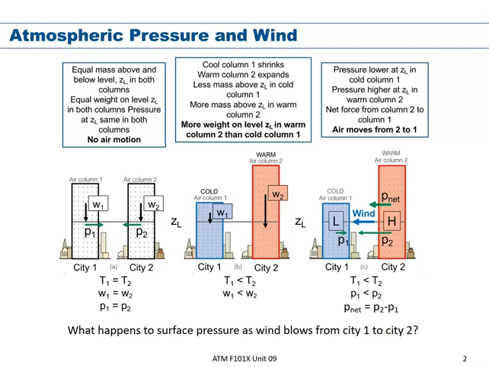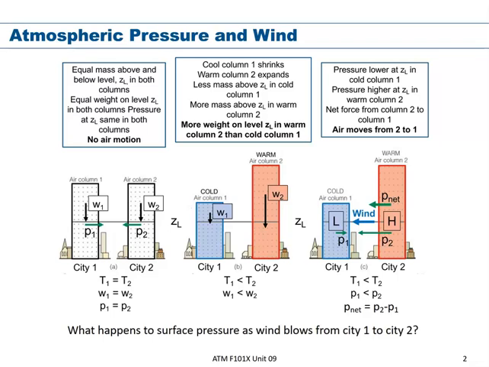When city 1 becomes colder and city 2 becomes warmer, then the column of air over city 1 contracts and the column of air over city 2 expands. Now there is less air above the level in column 1 and more air above the level in column 2. The pressure is greater in column 2 as there is more weight above that level. Thus, we now have a change in pressure with horizontal distance as we travel from city 1 to city 2. There is a net pressure pushing air from city 2 to city 1.